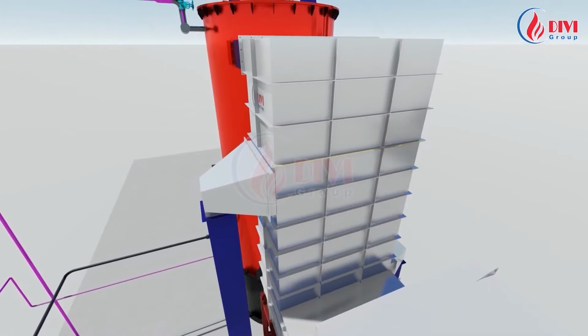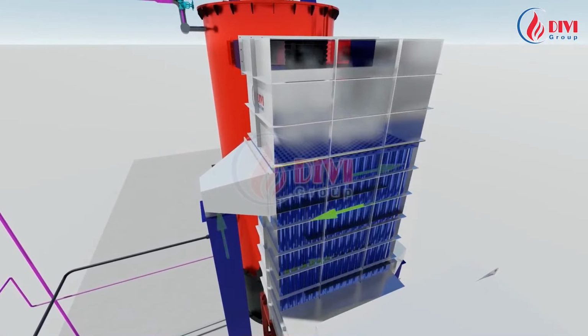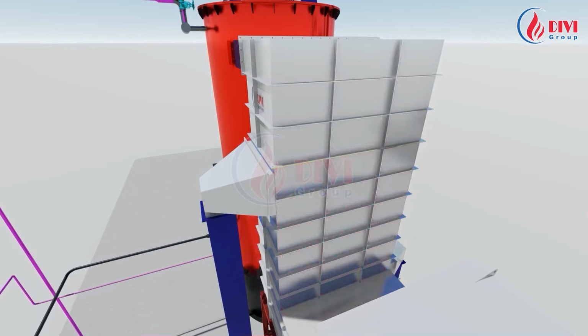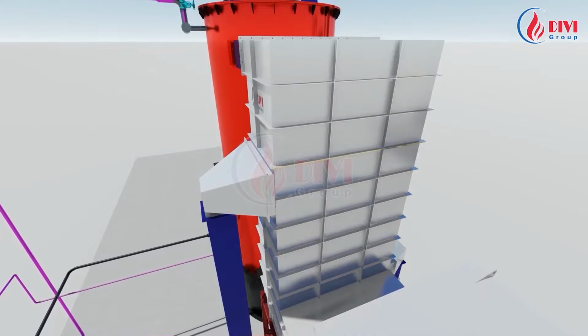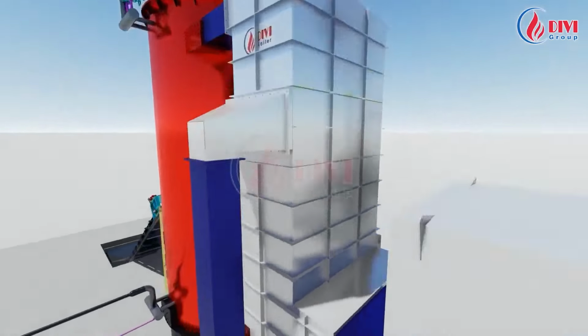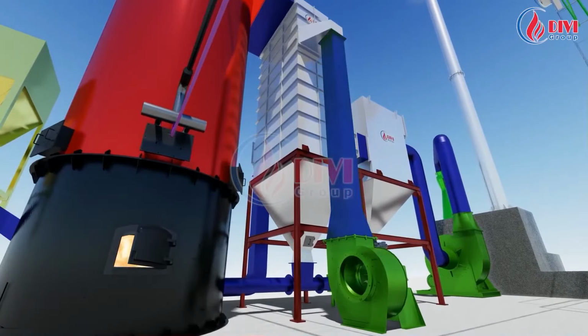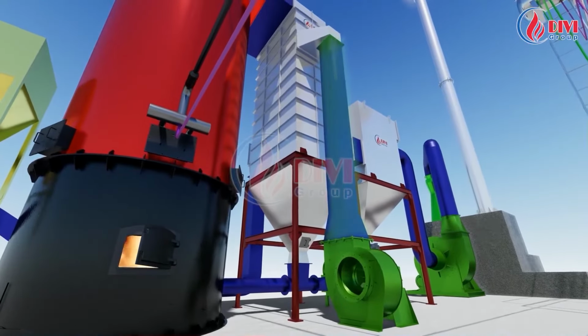The air preheater has a structure where the smoke goes into the tube and the air goes outside the tube. The flow of smoke in the pipe will heat up the air to a temperature of 120 degrees Celsius before being supplied to the furnace for combustion. Heating up the air will help improve the fuel combustion efficiency for the thermal oil heater. And this is the main fan for the combustion process. The wind will be blown into the air preheater.